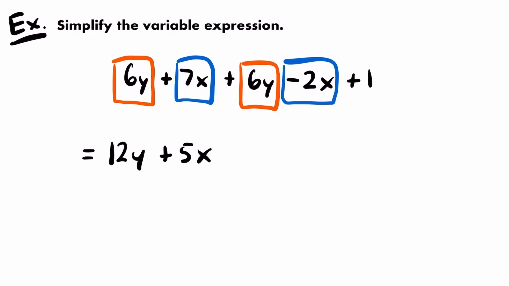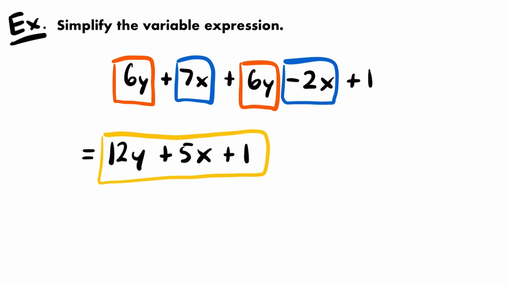And so now we have taken care of all the variable terms that are like terms. The only thing we have to remember to add on to the end here is this constant term that doesn't have any friends, right? There are no other constant terms in this variable expression, so there's nothing to combine with 1. 1 just stays the same. So we just want to write plus 1 on the end of our answer, and that's it. That is the simplification of the variable expression that we were given.